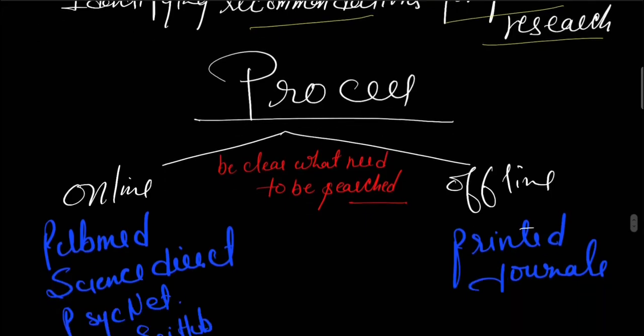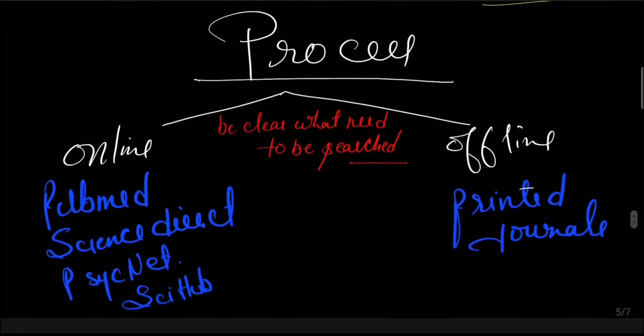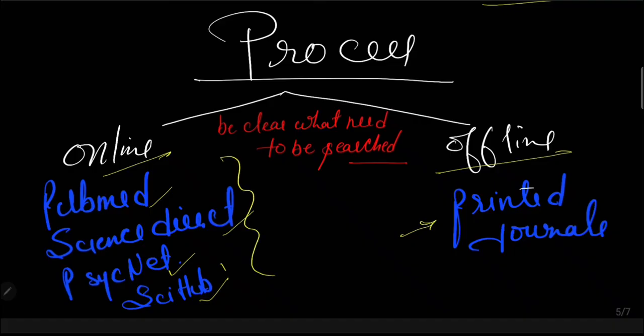Next, the process, like simply how we go for it. It's simple, we can go either online or offline. Offline is like printed journals you can find in any library. Okay, and online we have different websites like PubMed for medical, ScienceDirect, PsycNET mostly for psychology subjects. SciHub is a third party app. Okay, you can check all these websites.